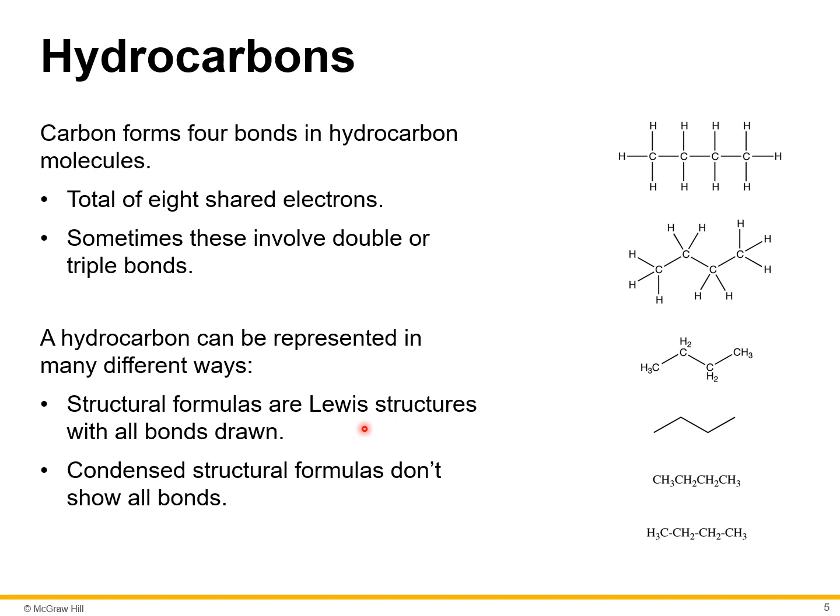We've talked about Lewis structures, how they can represent carbons and hydrogen bonds. Here is an example of a condensed form where we just show the carbon connections down here. And we also have a skeletal form where each point is a carbon: there's a carbon here, a carbon here, a carbon here, and a carbon here. 4 carbons in this compound called butane.